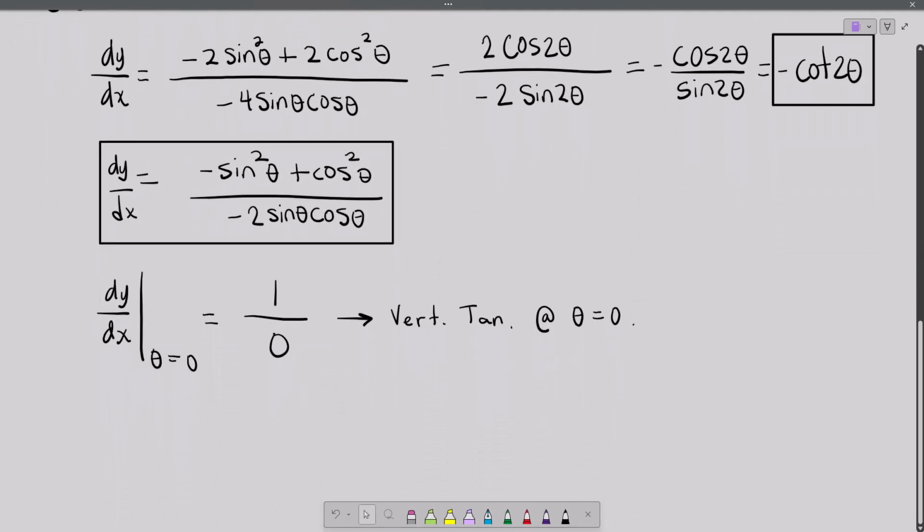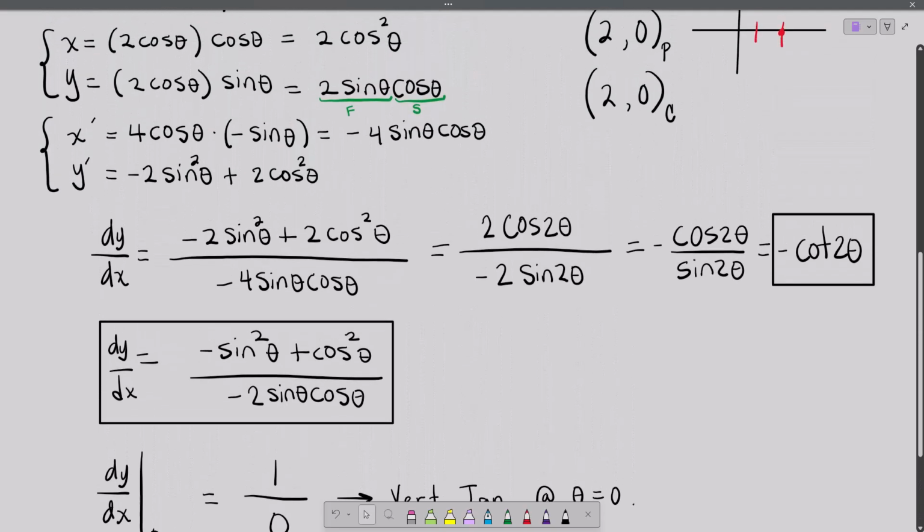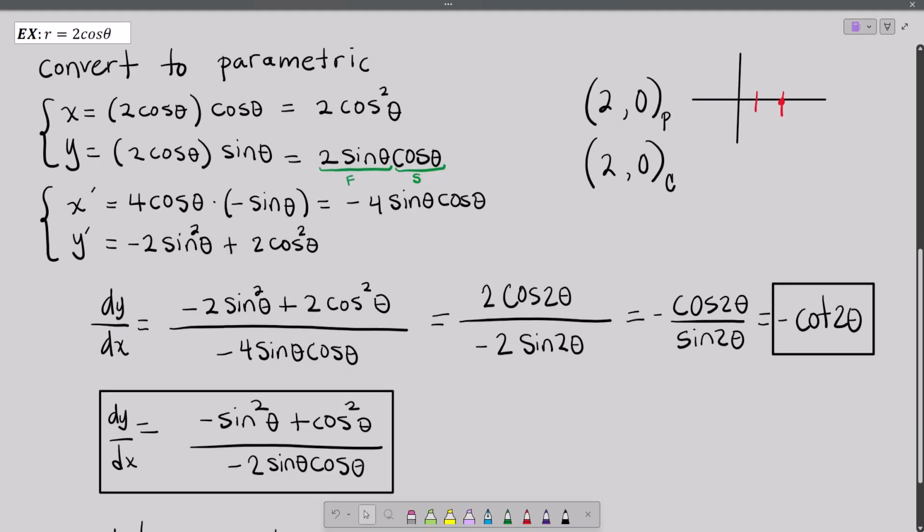So this tells us at that point we're going to have a vertical tangent. So if we look here at the x's and y's, we could also come here. And if you plug in theta equals 0, cosine of 0 is 1, so your x coordinate would be 2. Plug in 0 down here, and your y coordinate, because that will be 0, would be 0. So normally when we say tangent line at a point, we are usually thinking Cartesian. There's a vertical tangent at (2, 0).